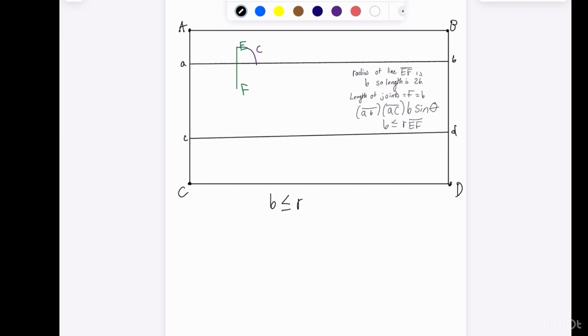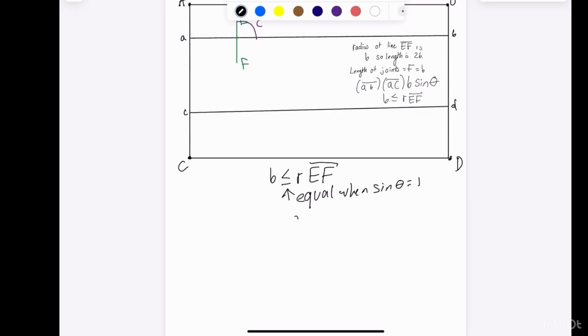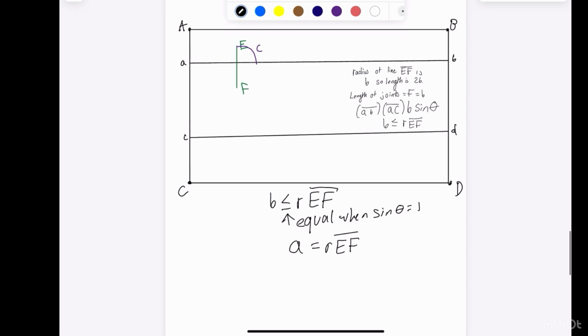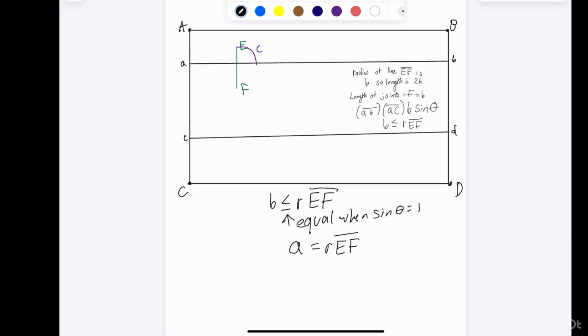B is going to be less than or equal to the radius of EF, and it's going to be equal to it when the sine is equal to 1. We're going to write that down real quick. B is basically that Y horizontal of when the needle is dropped. It can be equal to 0 too. And then A is going to be equal to our radius of EF, and this is for just this case because, yeah, our length of the joints is equal to that radius.